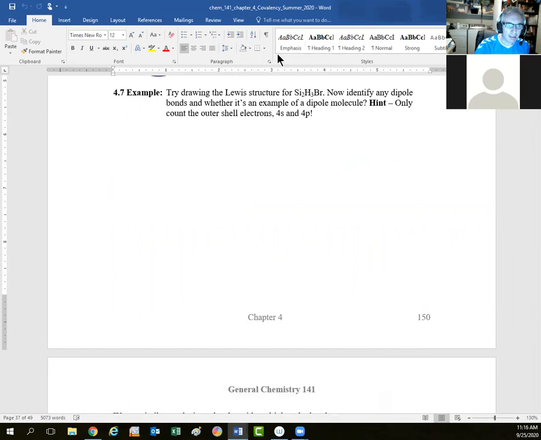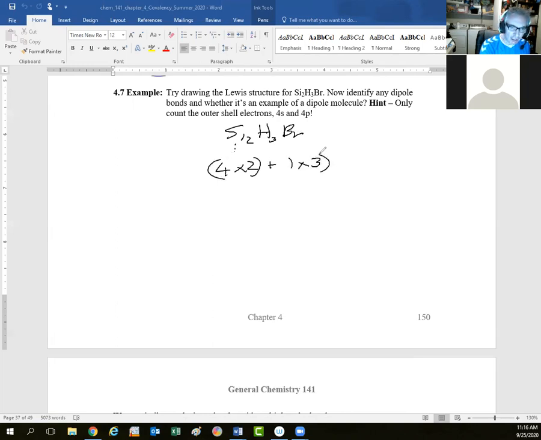let's go back to black. So Si2H3Br. From the table, we saw that was 4 electrons for a silicon atom to reach it. So that gives us 8, 1 electron from each hydrogen. So that gives us 3, and then the 7 electrons for the bromine itself. That gives us a total of 18 electrons. Should always be an even number for that electron count. If you get an odd number, something's gone wrong.